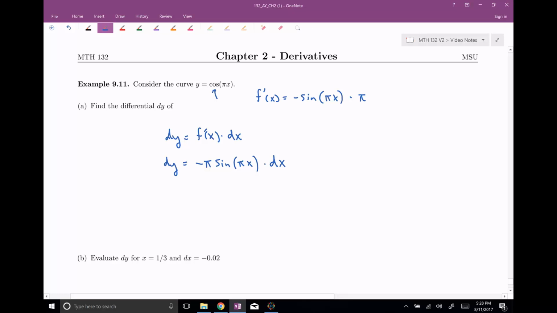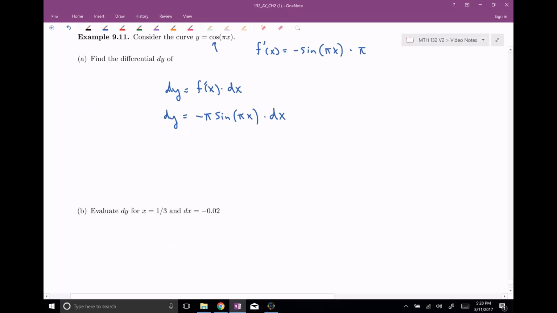All right, so that is the differential, and remember, these are actually used to approximate the change in the function's height as you move x values. So, okay, imagine that we start at 1/3 and we move 2/100ths to the left, right? So negative 2/100ths. The question is, how much did the y value change? Calculate this dy.